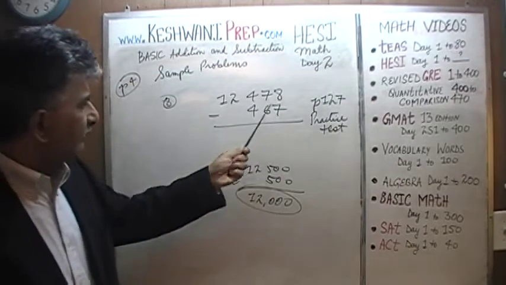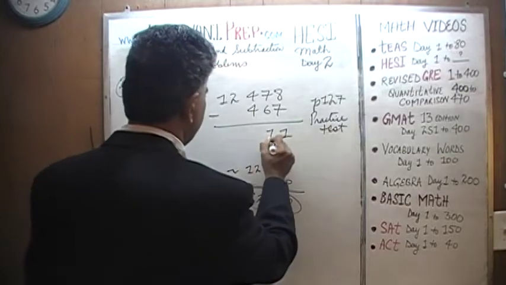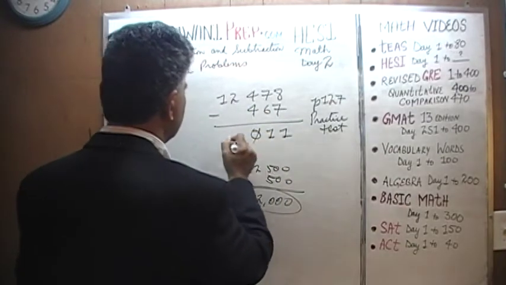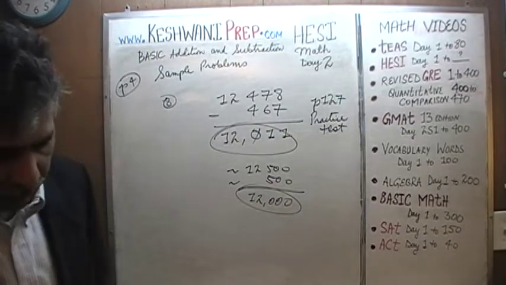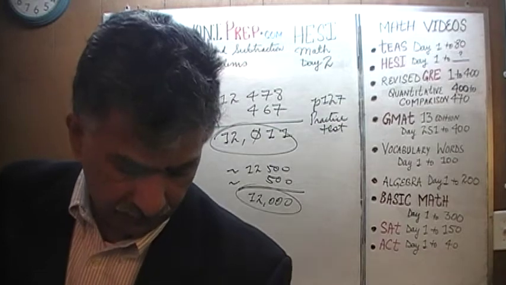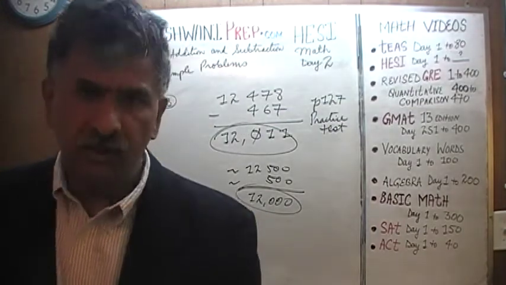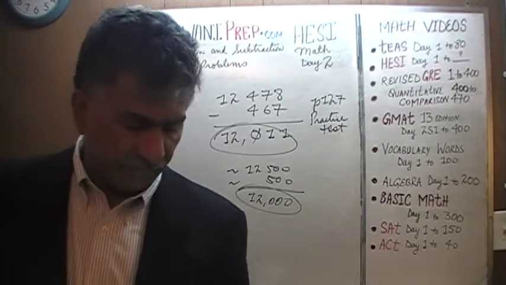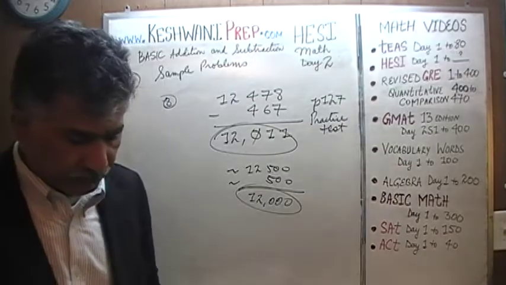Let's do it out. 8 minus 7 is 1. 7 minus 6 is 1. 4 minus 4 is 0. There you go, 12,011. The answer is 12,011. But that was not necessary. That was a sheer waste of time. In the real exam, one doesn't need to do it out. One simply has to be able to recognize what the right answer is by estimating. It will take you a long way.